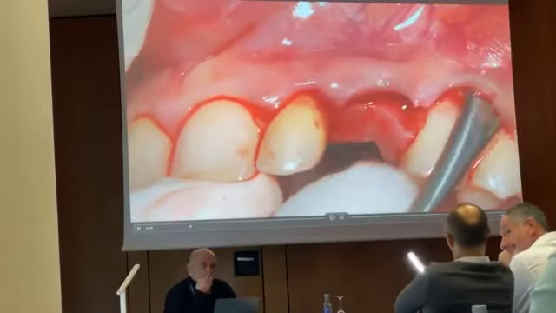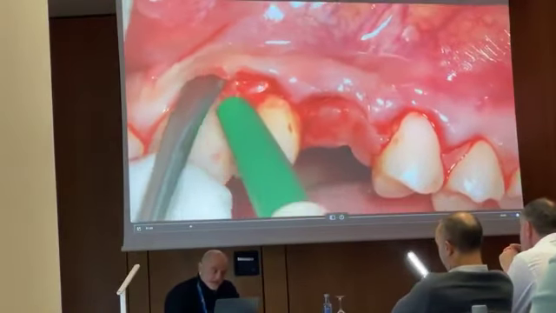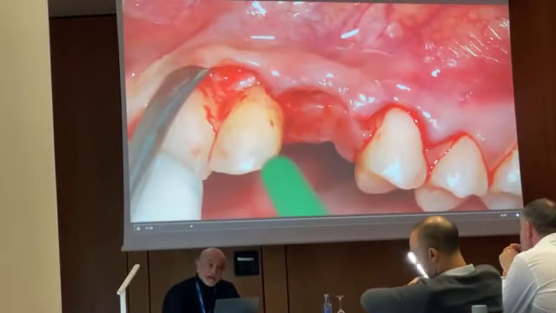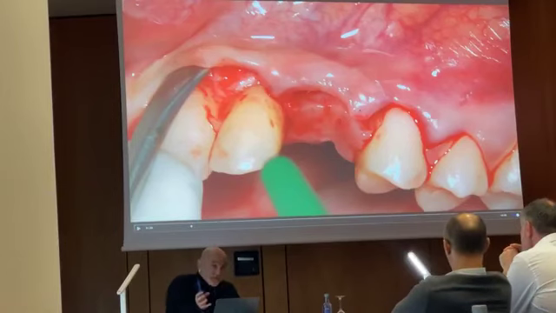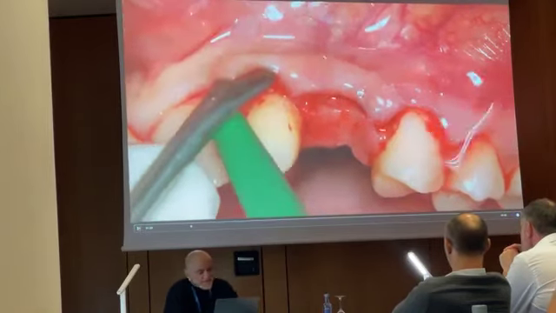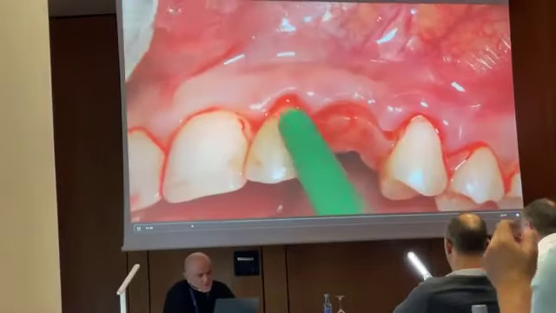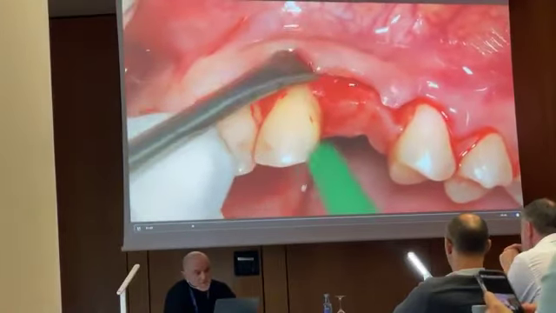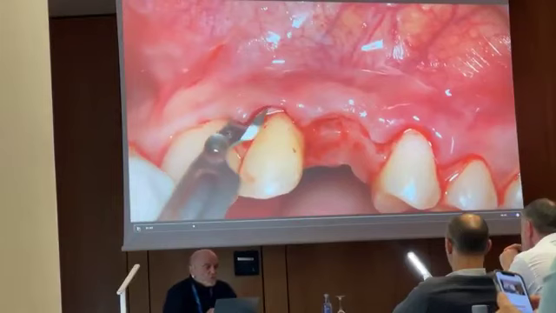Now we have to allow this flap to advance coronally in the edentulous site in order to adapt this flap to the temporary crown and being able to completely cover the connective tissue. In order to advance the flap, again we use the same approach. This is called deep incision.